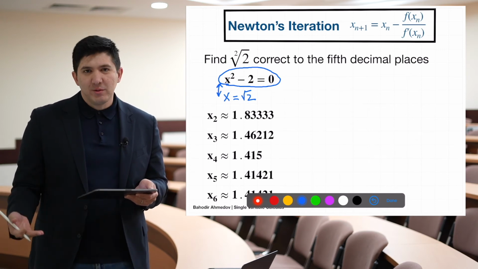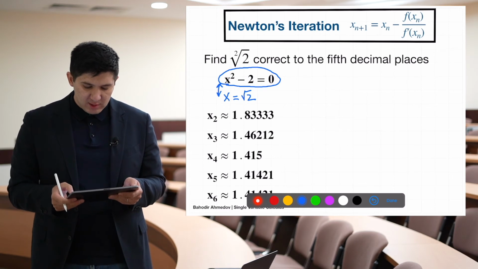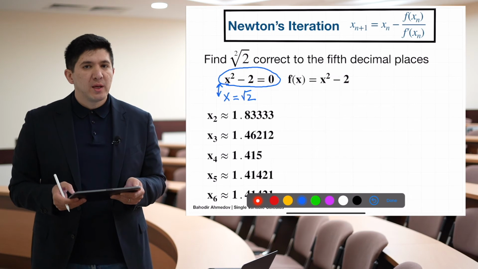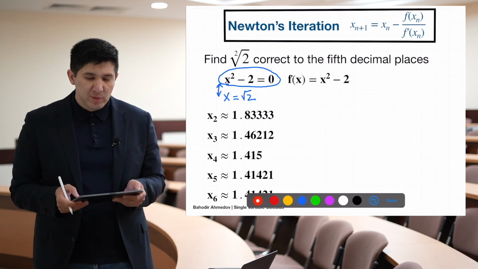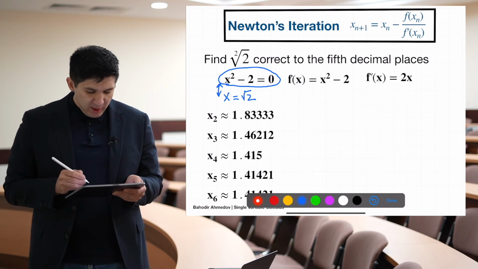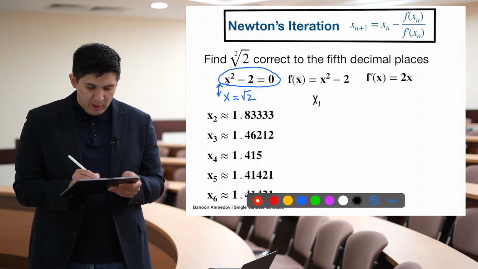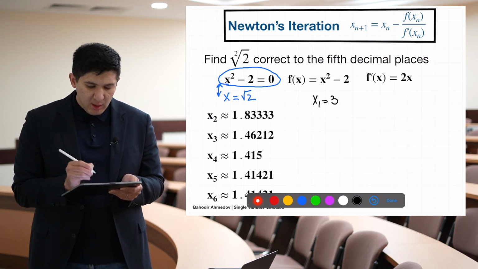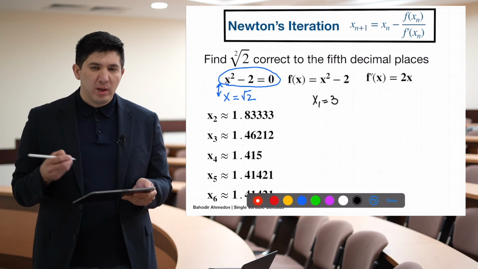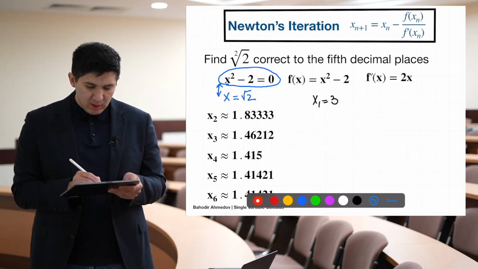We are going to find the root of this function, so we define f of x, which in our case is simply x squared minus 2. The derivative of f is simply 2x. If I start with the approximation, let's say x1 is equal to 3, then how can I find x2, x3, x4, and so on? I'm going to find them using this equation.